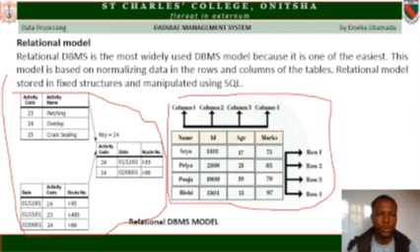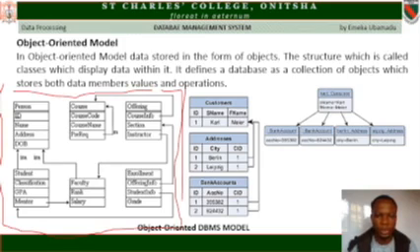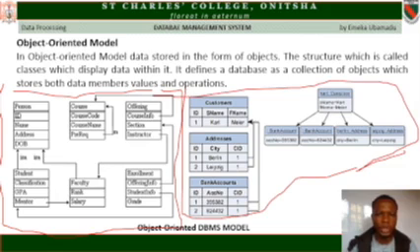Now, last of it is object-oriented model. In object-oriented model, data is stored in the form of objects. The structure, which is called classes, displays data within it. It defines a database as a collection of objects which stores both data, members, values, and operations. Now, what you see below here are the 2 examples of object-oriented model. Data are stored in form of what? Objects.